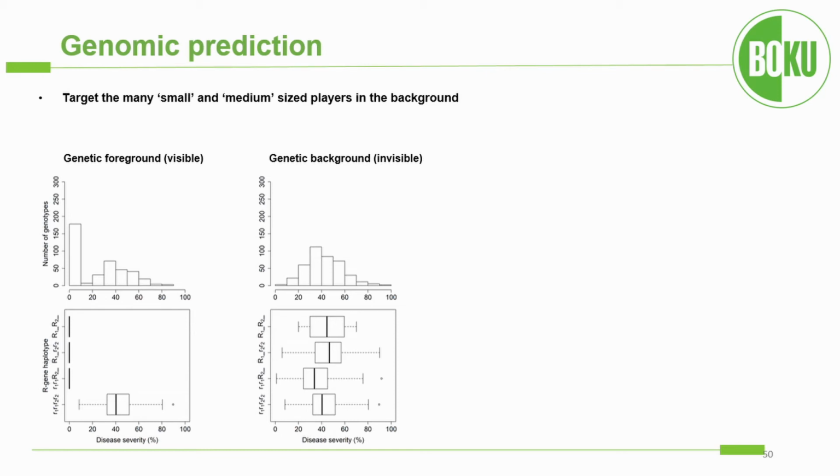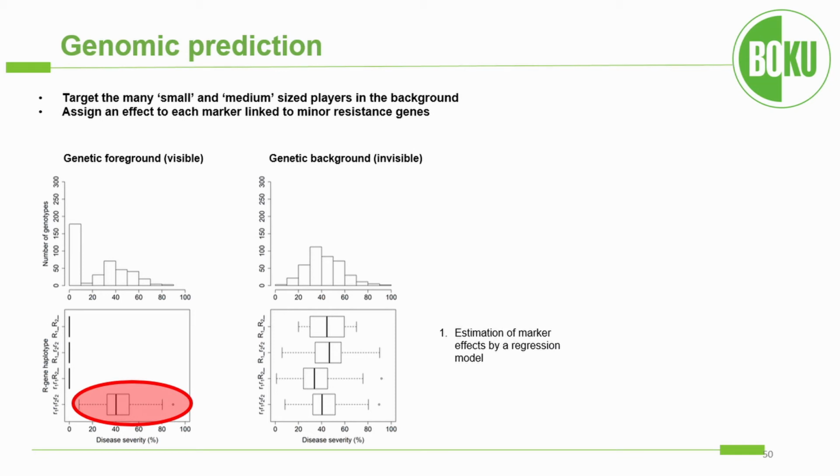And of course, we would be more interested in finding the ones which are more resistant in the background genotypes. And here these genotypes help us, which don't carry any of these major players. With these, you can basically assign an effect to each marker and link them to these minor resistance genes. Quite often this is just based on regression models, where you assign an effect to each of these markers, and it's not even important to know where they are.